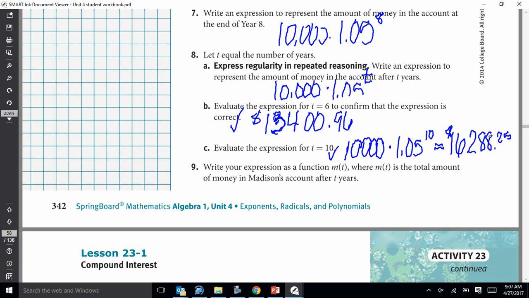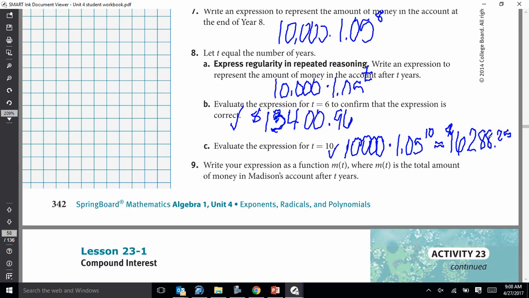All right. So write your expression as a function m of t, where m of t is the total amount of money in Madison's account after t years. So m of t equals how much is she starting with? 10,000. And how much interest is she getting each year? And for 2 years. So now we have a nice equation that we can use to calculate how much money Madison has in her account at the end of each year.